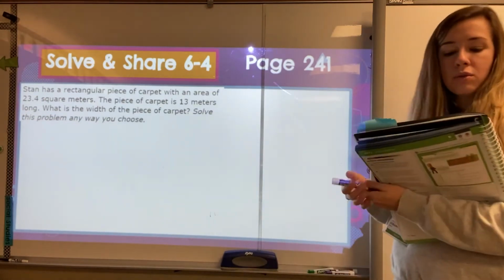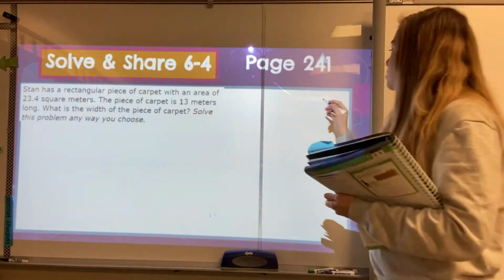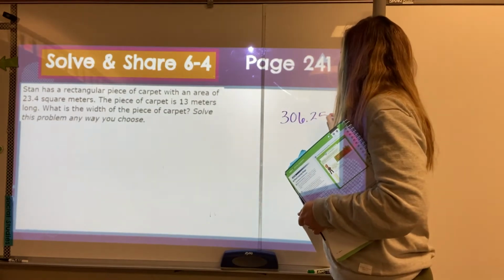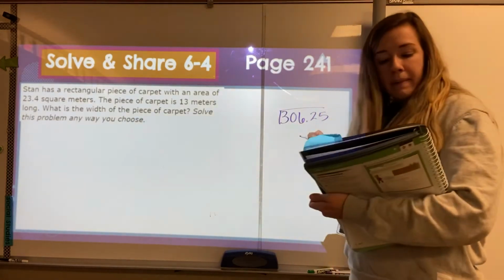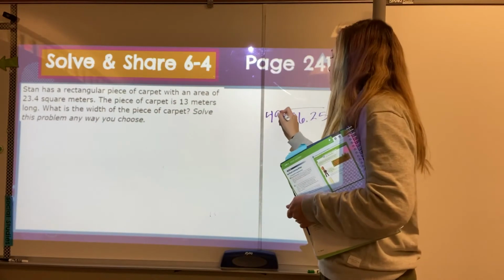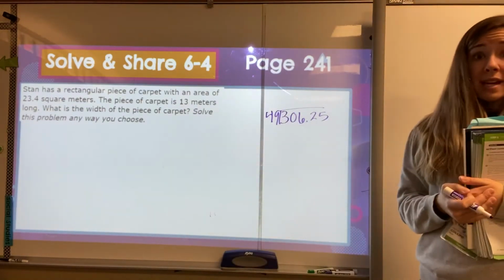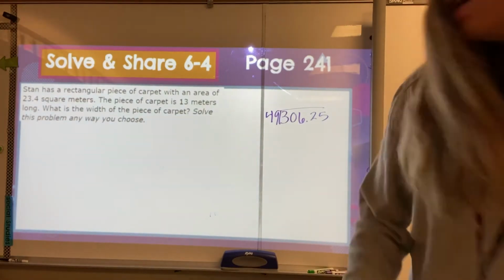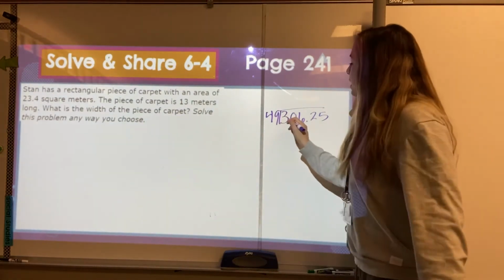So we're gonna do number 3. It's 306 and 25/100 divided by 49. So I'm going to show this just the standard method, how I would work through it. Okay, so will 49 go into 3?